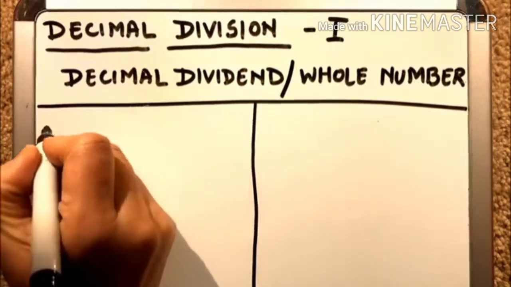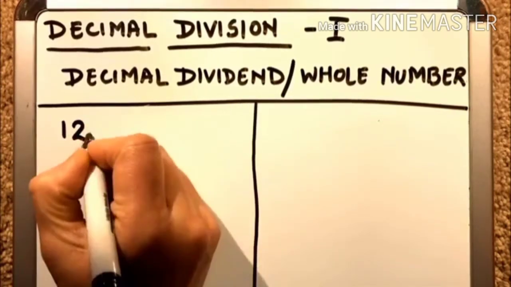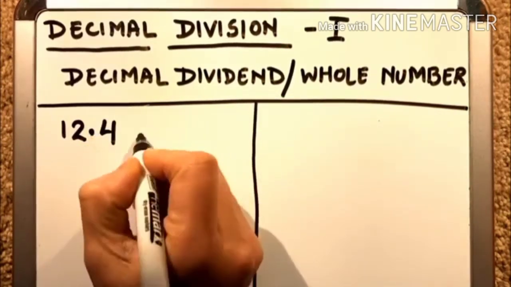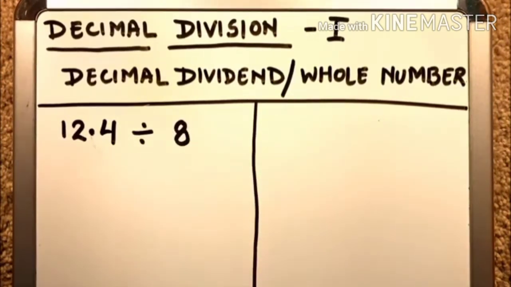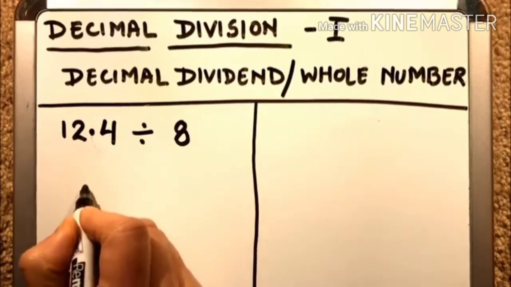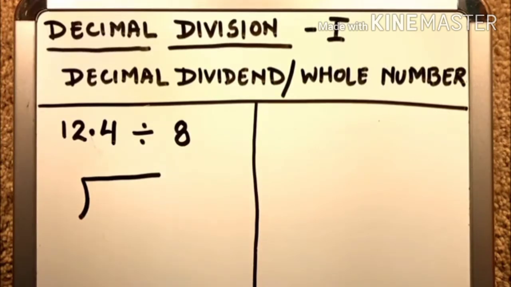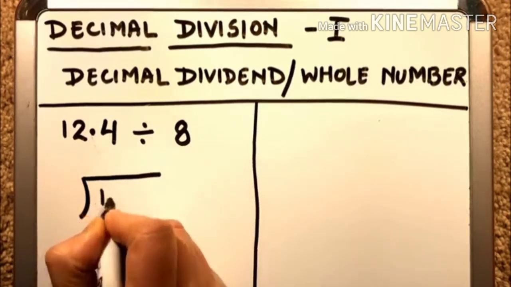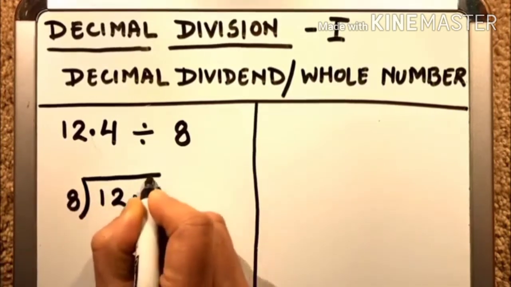So let's get started. Let's take an example: a quantity 12.4, a decimal number, divided by 8. Decimal division we start as normal division, but we need to take care of the decimal point. We'll put the decimal point in the quotient just above the decimal point in the dividend. I'll show you how we do this. We'll write it as is and then divide it by 8.